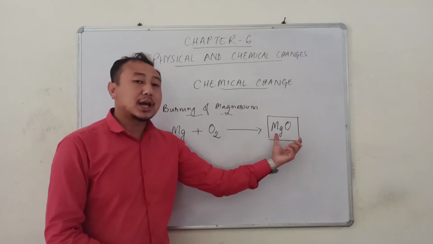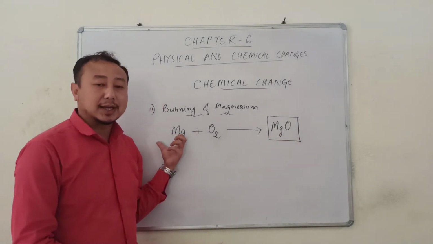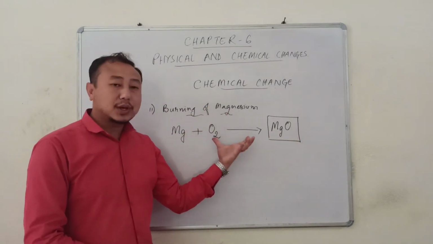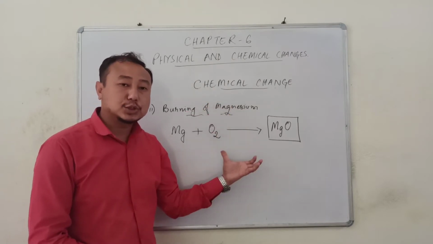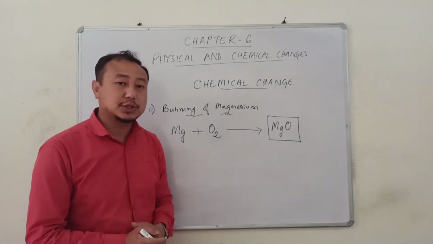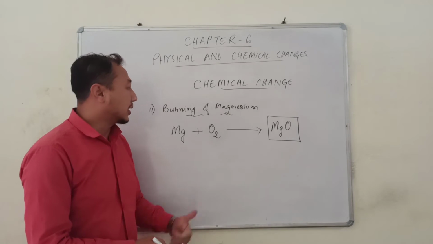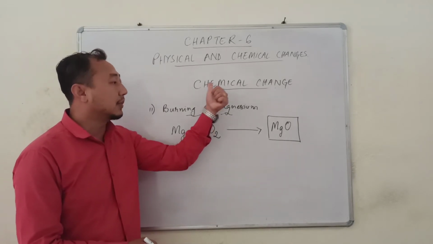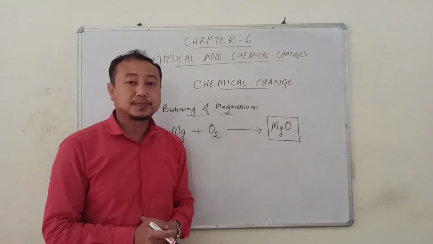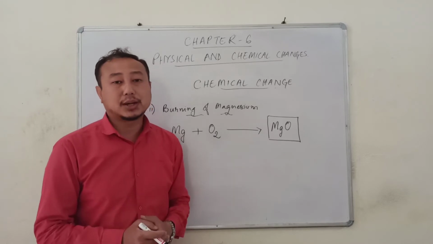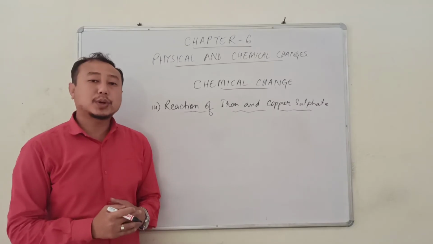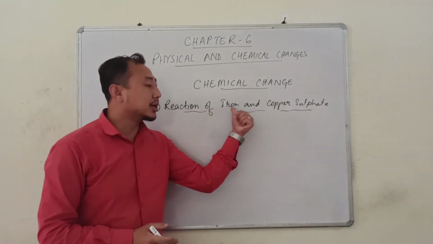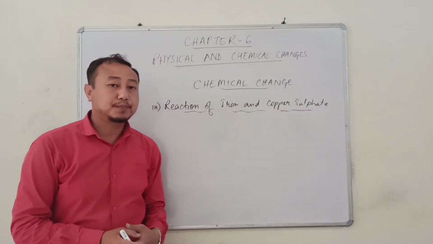This magnesium oxide cannot be changed back to magnesium again. So, this reaction is both a permanent change as well as an irreversible change. Because of this reason, we consider the burning of magnesium as a chemical change. Now, let us take one more example. The next example that we are going to discuss is the reaction of iron and copper sulfate.